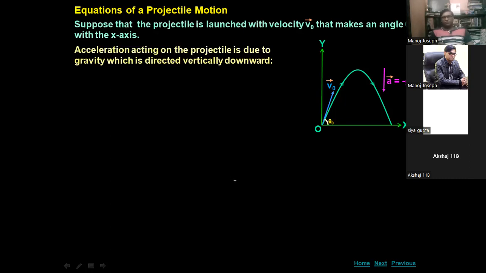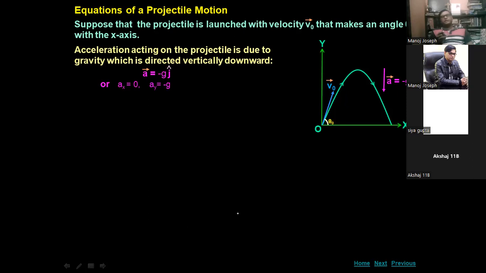So the acceleration acting on the projectile is due to gravity, which is directed vertically downward, so the acceleration is negative g j cap. The j cap signifies that the acceleration is acting along the negative direction of the y-axis. Or we can say that in this projectile motion, the acceleration is only acting along the y-axis.